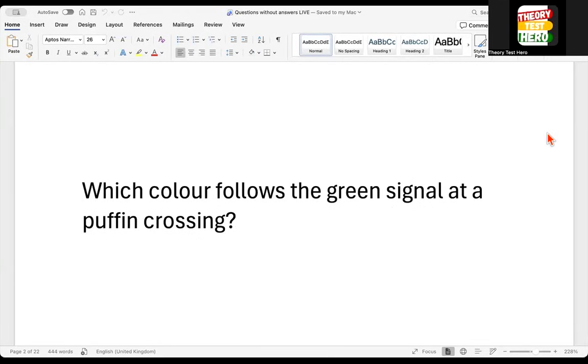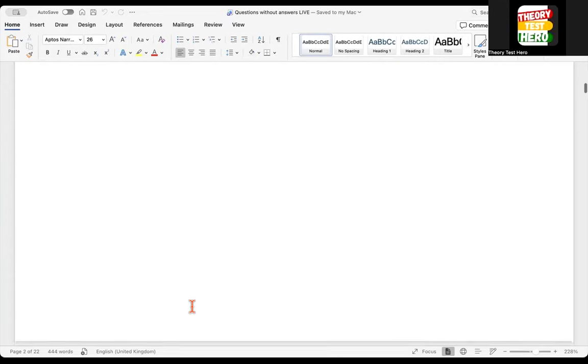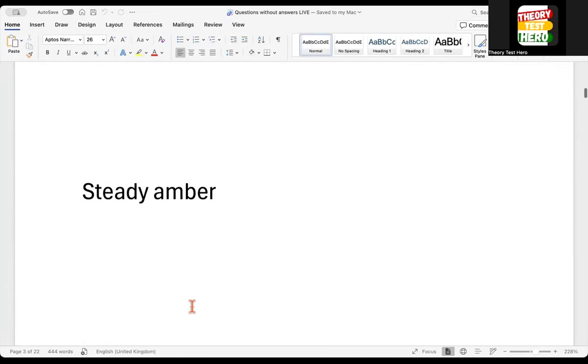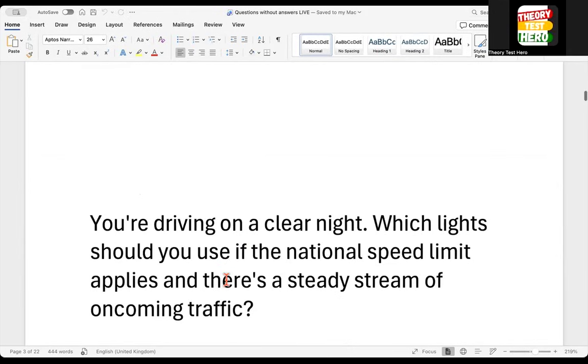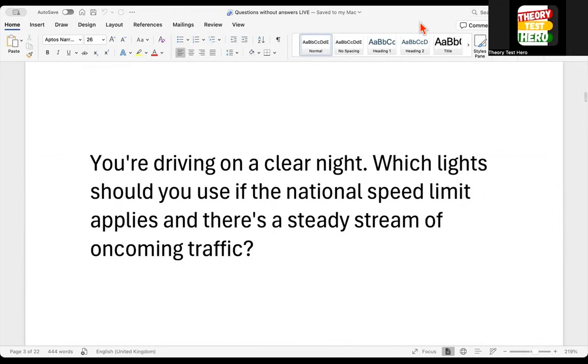Which color follows the green signal at a puffin crossing? Okay, lots of you are saying amber or steady amber. Let's have a look. Good. Yeah, so amber is fine as well. Amber or steady amber is good. Well done, guys. You're driving on a clear night. Which light should you use if the national speed limit applies and there's a steady stream of oncoming traffic?